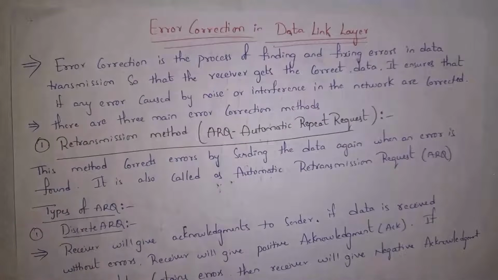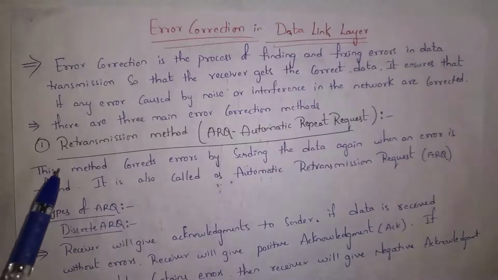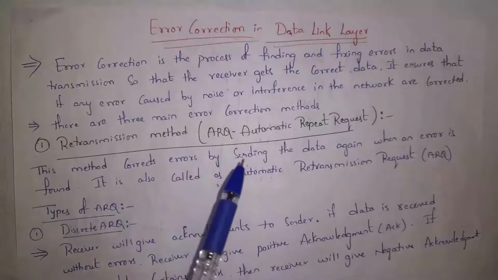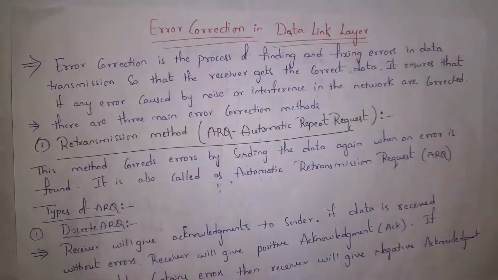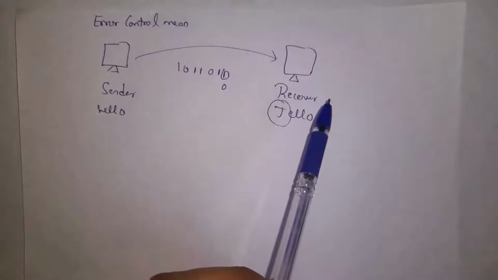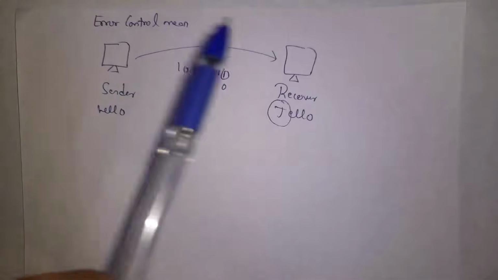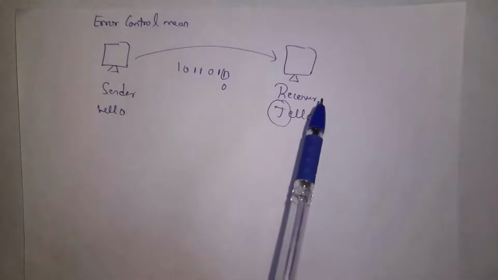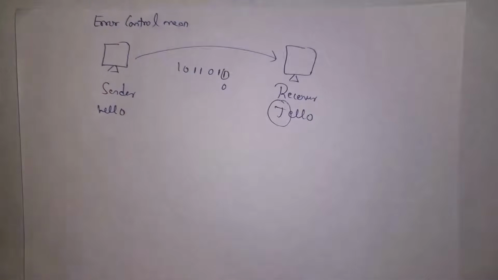Guys, error correction methods are mainly classified into three types. And the first one is the retransmission method. We also call this retransmission method the ARQ method, where ARQ stands for automatic repeat request. Whenever the receiver receives an error in the data, the receiver will correct that error just by asking the sender to retransmit that same data again. This is how the receiver corrects errors in the data.